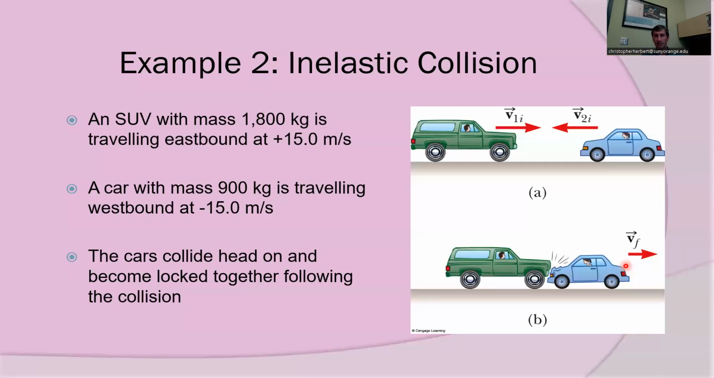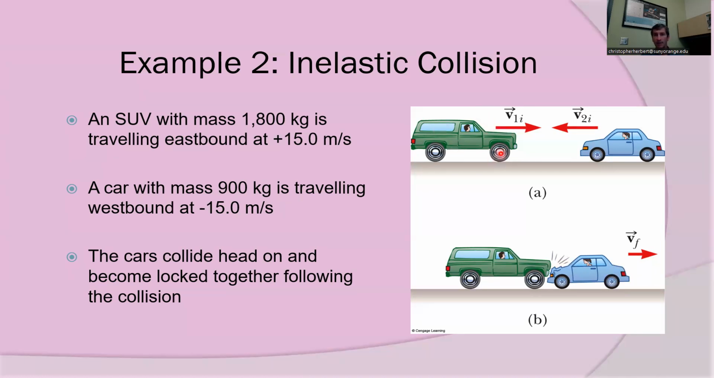Let's do an inelastic collision. In this case, two cars are colliding here. One is an SUV with 1,800 kilograms of mass, traveling at 15 meters per second, and the other is a 900 kilogram car traveling in the opposite direction with the opposite velocity of negative 15 meters per second. The cars collide head on. And as they do so, after the collision takes place, their bumpers lock up.